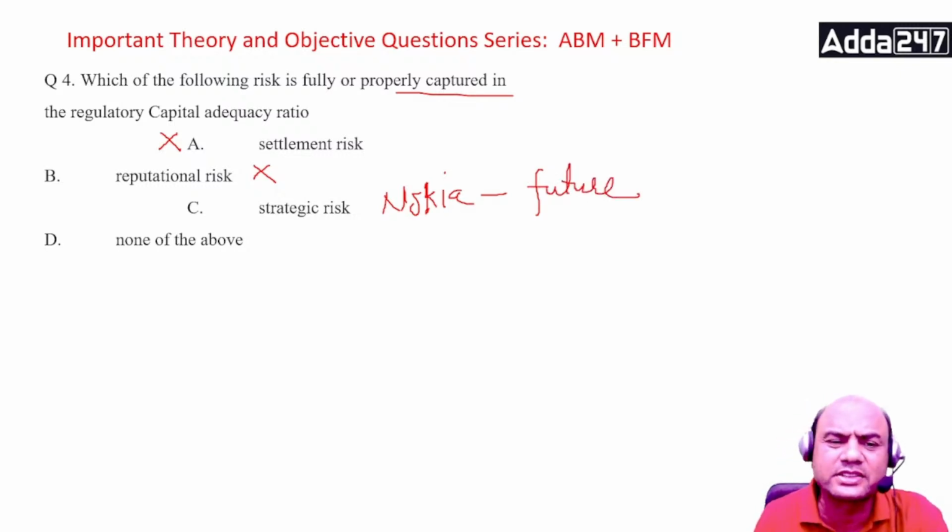So these risks are not covered in the CRAR. So what do we want? Which of them is captured? None of the above. None of the above is captured.